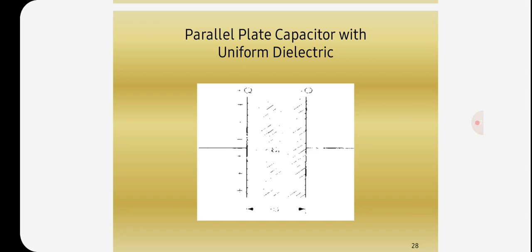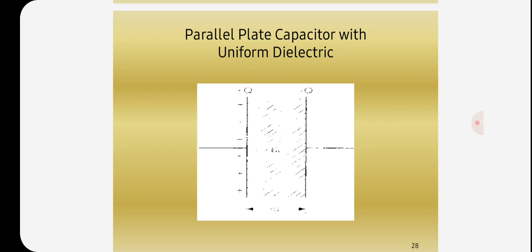The unit of capacitance is farad. The farad is a very large unit, hence in practice it is convenient to use microfarad, nanofarad or picofarad. 1 microfarad is equal to 10 to the power of minus 6 farad, 1 nanofarad is equal to 10 to the power of minus 9 farad, and 1 picofarad is equal to 10 to the power of minus 12 farad.